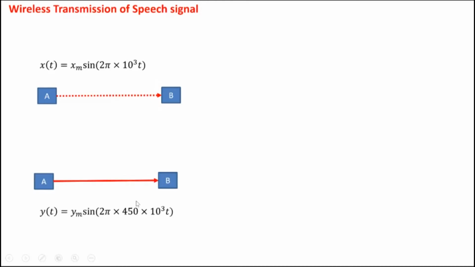On the other hand, a signal like 450 kilohertz is relatively easier to transmit. If I take 450 kilohertz and want to transmit from A to B, several tens or hundreds of kilometers away, I can wirelessly transmit this particular signal. So a 1 kilohertz signal cannot be transmitted wirelessly, while a 450 kilohertz signal can. So how do we solve this problem? Our interest, of course, is in this 1 kilohertz, low frequency speech signal.